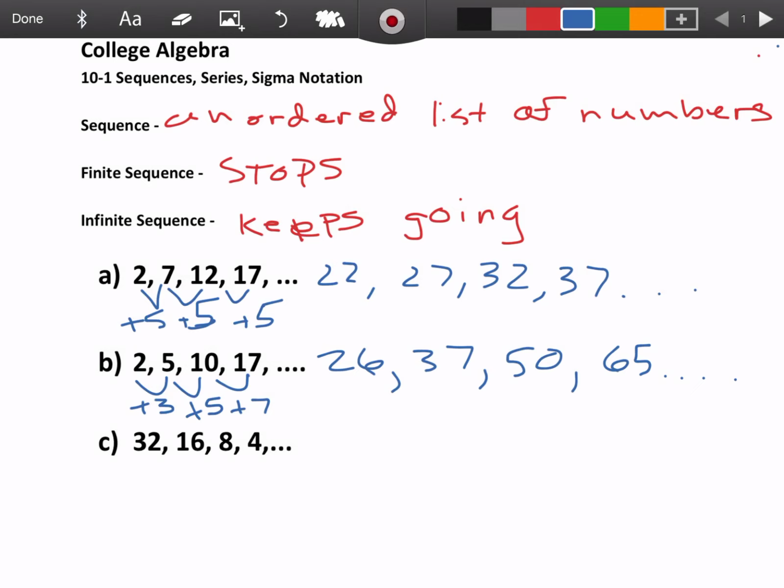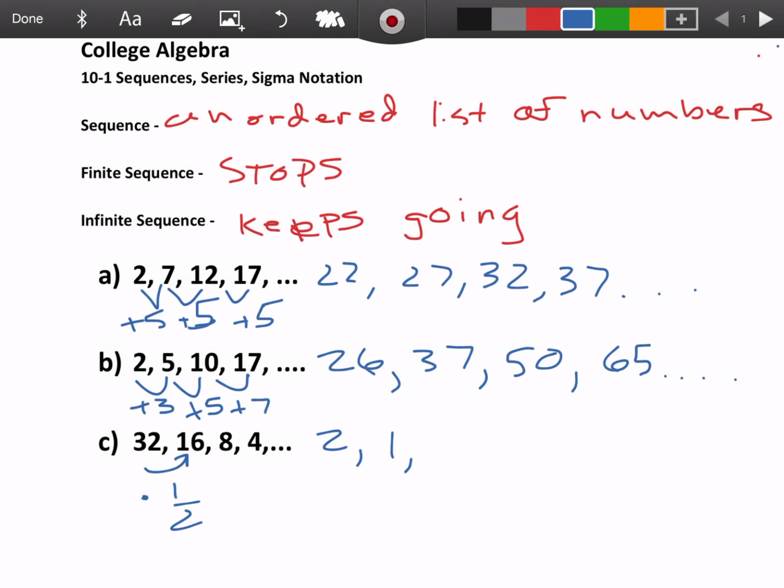And then here, this is a different pattern. Our numbers are going down, and we're not adding anything. We're not subtracting anything. At first, it looks like we're dividing, but I'm going to explain why we're doing this in a different video. We're going to say that we're multiplying by 1/2. So we keep multiplying by 1/2. 32 times 1/2 is 16. 8, 4, and then you could say, okay, 2, 1, and then you don't have to stop there.